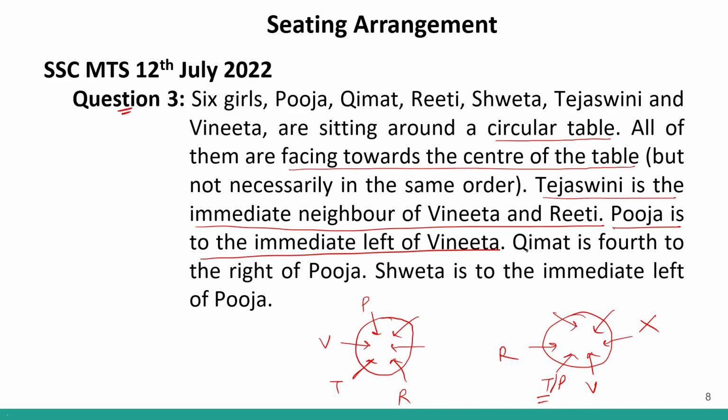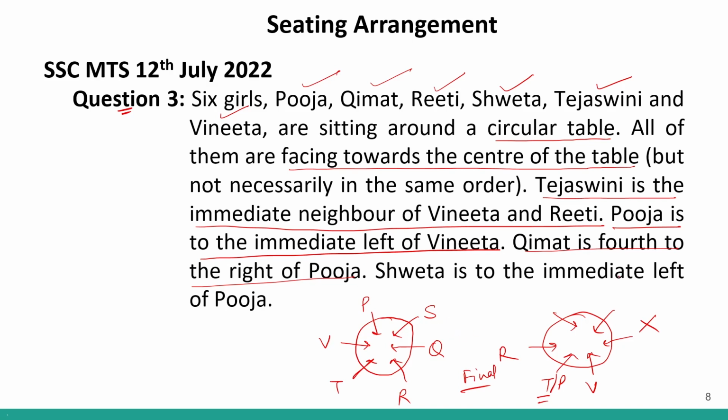It is given to us Kimat is fourth to the right of Pooja. So Pooja is over here. Fourth to the right will be 1, 2, 3, 4. Fourth to the right of Pooja, we will have Kimat. So Kimat will come over here. We have placed Pooja, Kimat, Riti, Tejaswini and Vinita. The only person remaining is Shweta. So I can place Shweta over here. This will be my final arrangement.